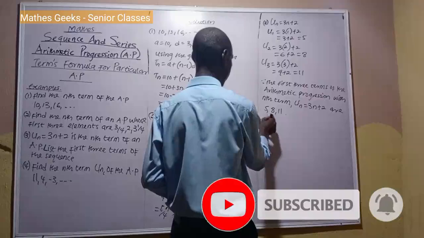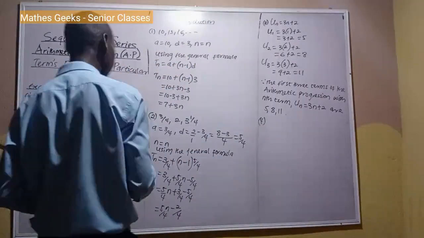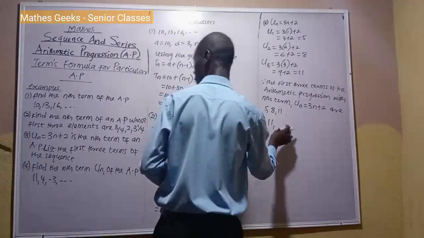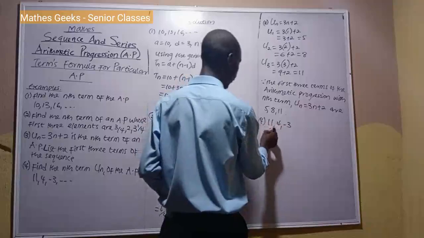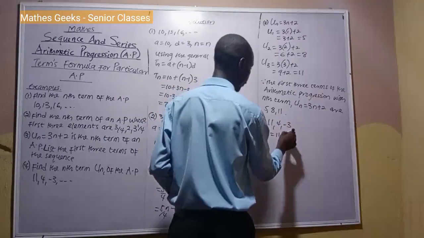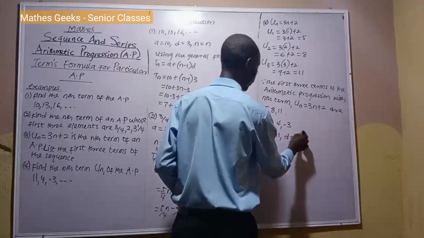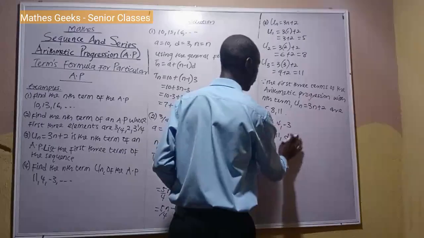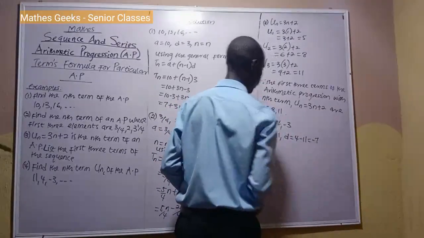Number 4. Find the nth term Un of the AP: 11, 4, minus 3. So here the first term is 11. Common difference is 4 minus 11, which will give us minus 7. So d is equal to minus 7.